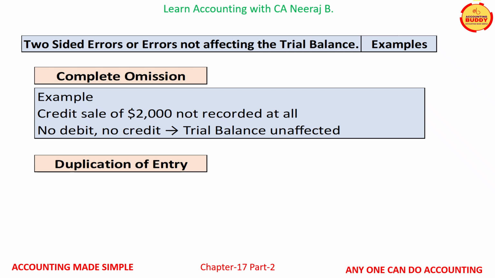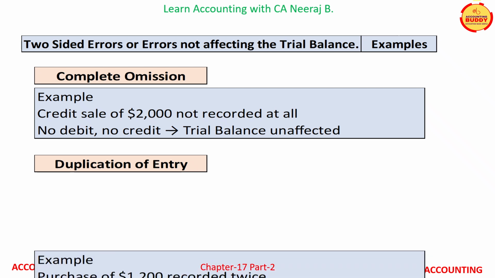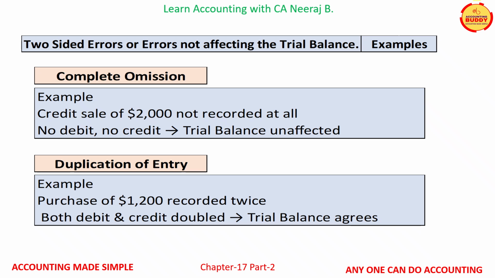Duplication of entry is yet another two-sided, very common type of accounting error. For example, a purchase of $1,200 recorded twice. As a result of such an error, both debit and credit sides for this entry are recorded twice. Therefore, though there is an error, still the trial balance will agree.